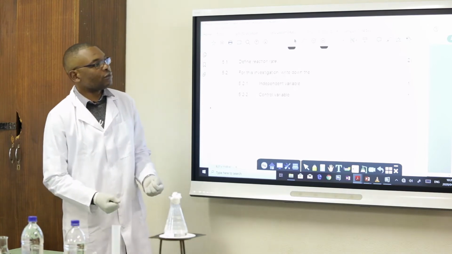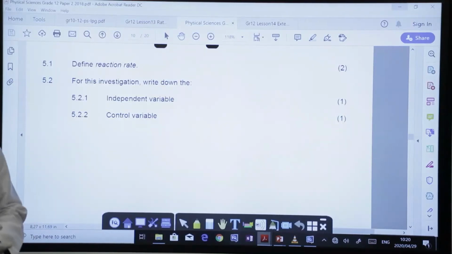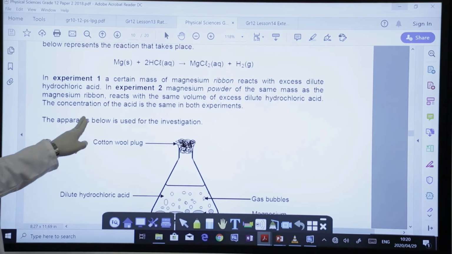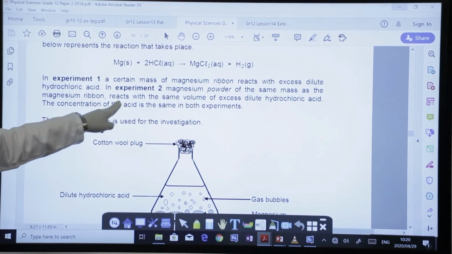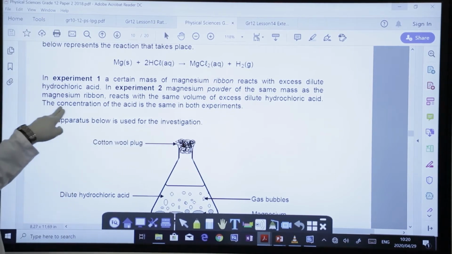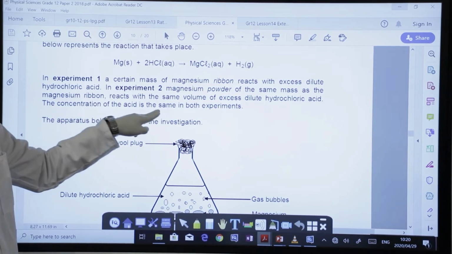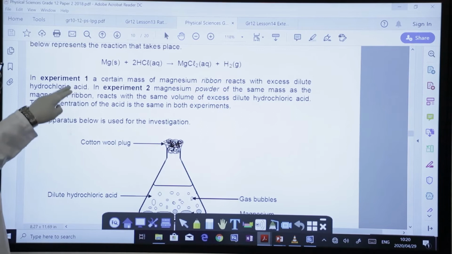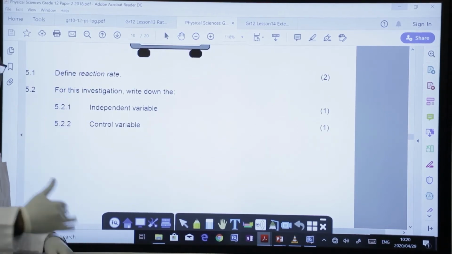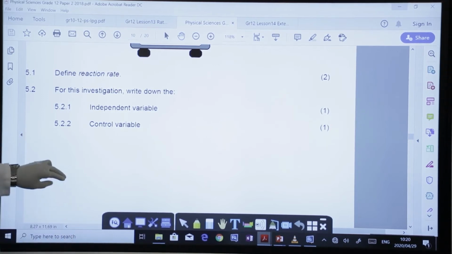So a controlled variable is something which is constant, which does not change. If you look at our reaction instruction here, we are saying use the same volume of excess dilute hydrochloric acid. So the concentration of the acid is the same. Since the concentration is the same, that's a control variable, because under the same concentration, we are observing different reaction behaviors.